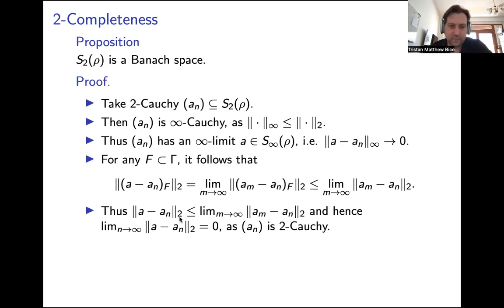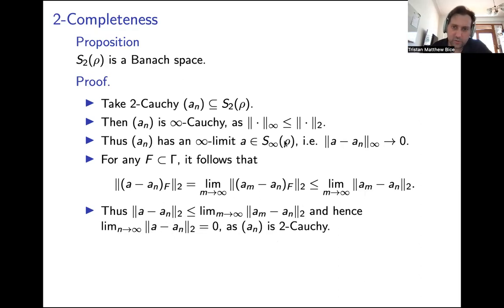So it has to be below, in particular, the limit as m approaches infinity of this. At this point, I'm fixing some n here, right? But now I can use the fact it's Cauchy to say, if I let n approach infinity, I can make this as small as I like, therefore this limit actually has to be 0. And what this tells you is that a is the 2 limit of a_n, right?